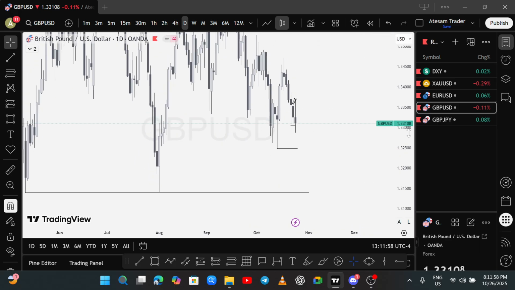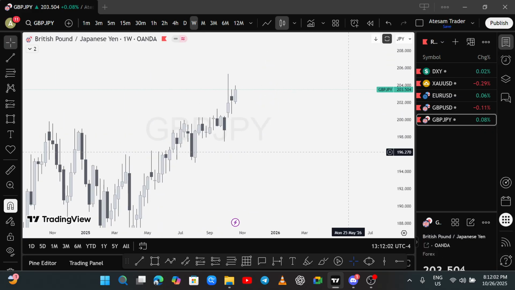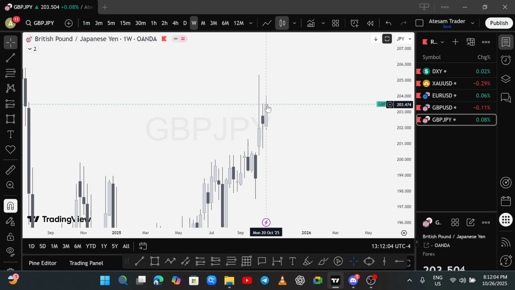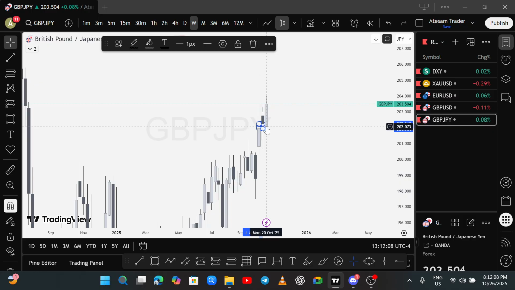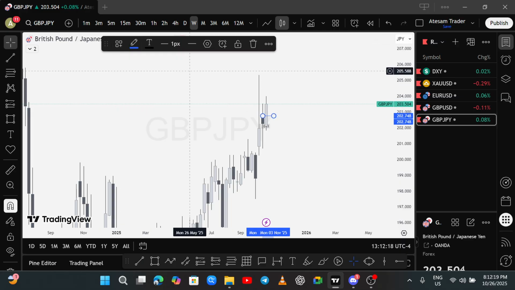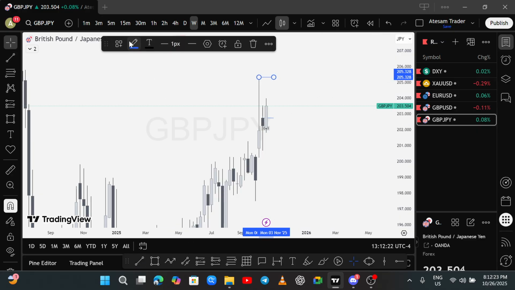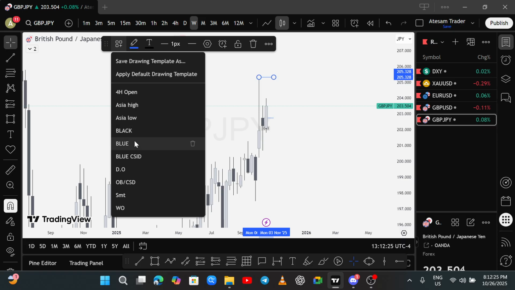So let's come to the GBP JPY. What do we have here? Last week we were expecting a bullish close. Now see, we have a bullish close last week as we discussed in the weekly outlook, and we are expecting this gap. We are closing out this down close candle, so now we have an order block. What would be the target? The target would be this high.